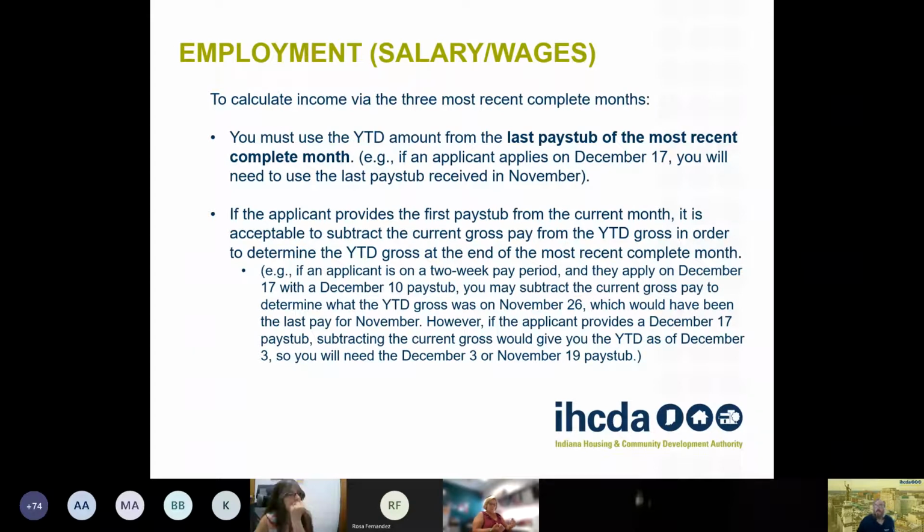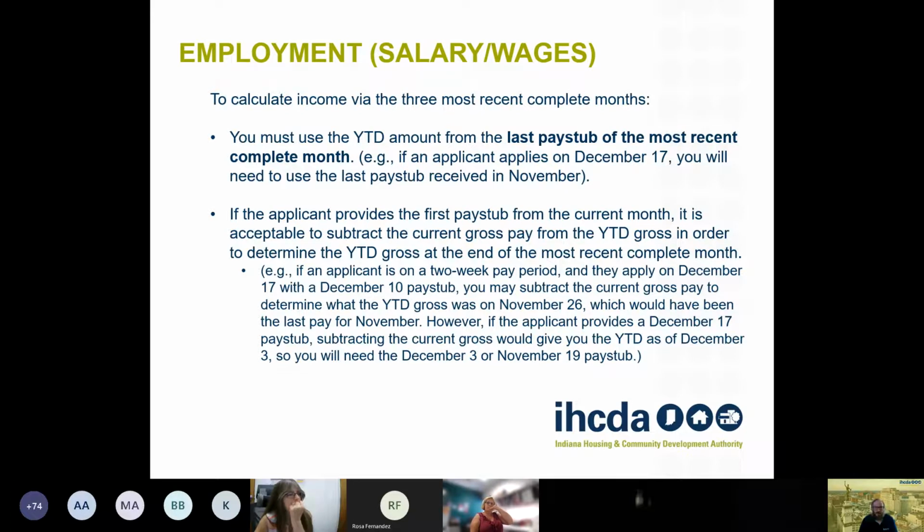So to calculate income via the 3 most recent complete months, you must use the year-to-date amount from the last pay stub of the most recent complete month. For example, if an applicant applies on December 17th, you would be using the last pay stub received during the month of November. If the applicant provides the first pay stub from the current month, it is possible and acceptable to subtract that current gross pay from the year-to-date gross in order to determine what that year-to-date gross had been at the end of the most recent complete month.